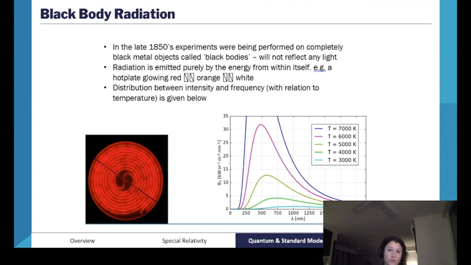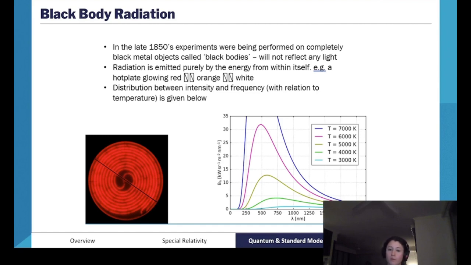Now getting on to blackbody radiation. So blackbody radiation provides evidence for the particle model of light, right? So blackbody radiation occurs when we have a black metal object that emits energy from within itself. And it does not reflect any light. So if you're giving it energy, it's not going to reflect any of it, it's just going to absorb all of it. Of course, there's no such thing as a perfect blackbody, but we can get pretty close.